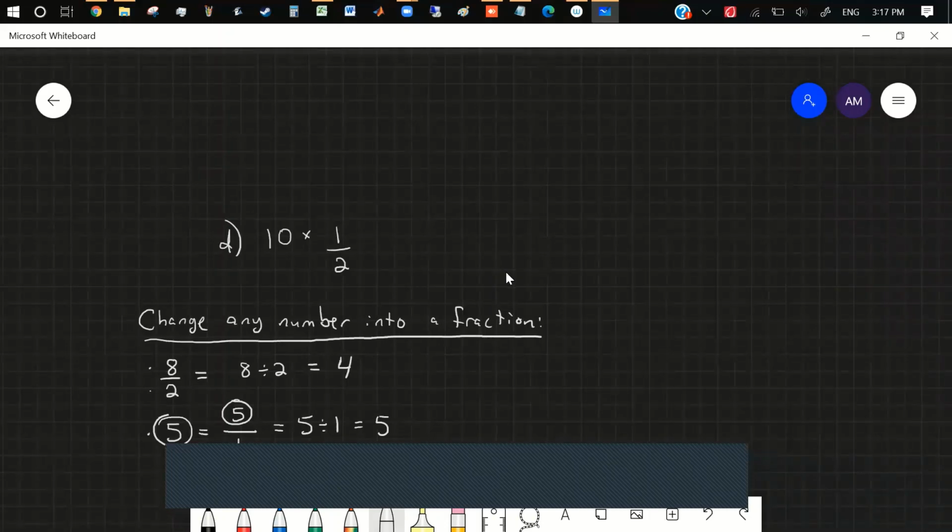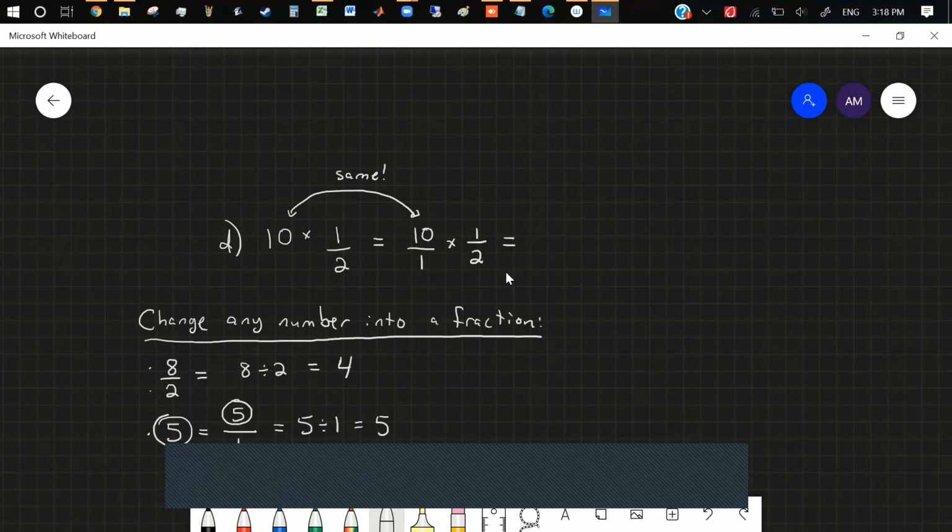10 times 1 over 2. Well, I can change the 10 into a fraction with the same method. All I have to do is say 10 divided by 1. That's the same thing as 10. So these two are the same. And of course, I need to continue this calculation, so times 1/2.